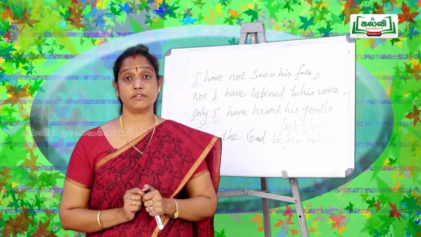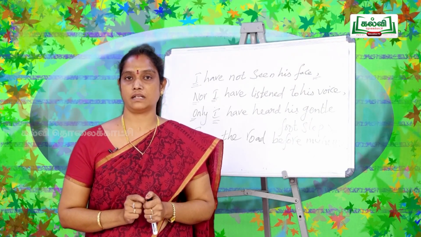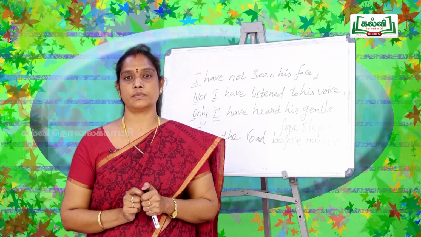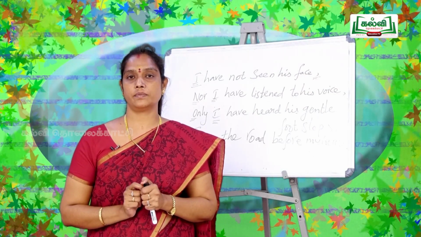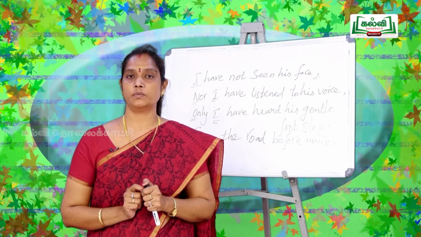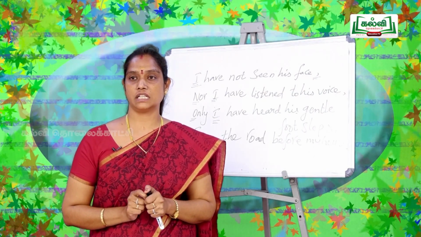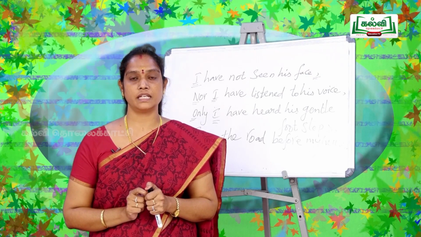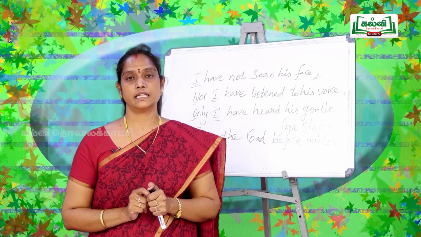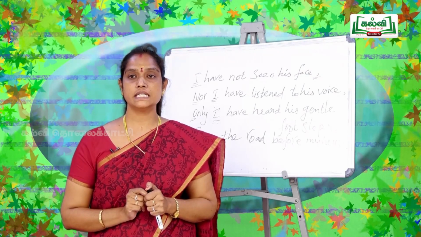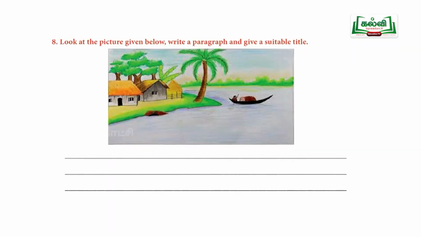And then he was awarded the Nobel Prize. Nobel Prize, that's the name of a prize. Prize na parisu. Avarku kodukapatta parisu. And the prize oda peru vandhu Nobel Prize. So for Nobel, N you have to write in capital letter. For his literature, Geetanjali. Geetanjali is the name of a book. Adanal adukku you have to write G in capital letter. Okay, fine. Next, we can go to question number 8. In this, a nature picture is given.